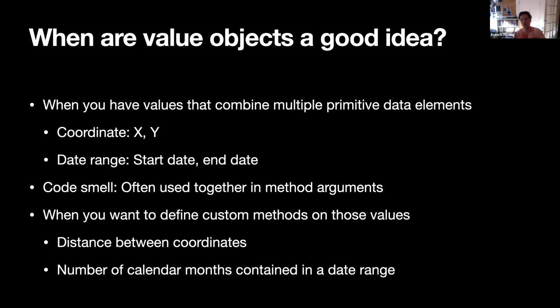If you have a bunch of different methods dealing with x, y coordinate math, and you're going x, y, all over your method signatures, that's probably a sign that you want to figure out a good way to do a value object. This will come in handy if you want to define custom methods on those values based on the domain of what the value represents, right? If you wanted to calculate the distance between two coordinates, you could define that right on a coordinate class. If you wanted to have a date range and calculate the number of distinct calendar months contained in that date range, you could put that right on your date range class.